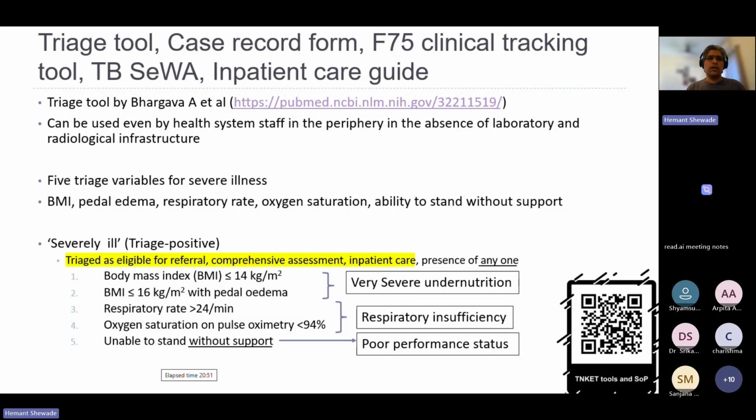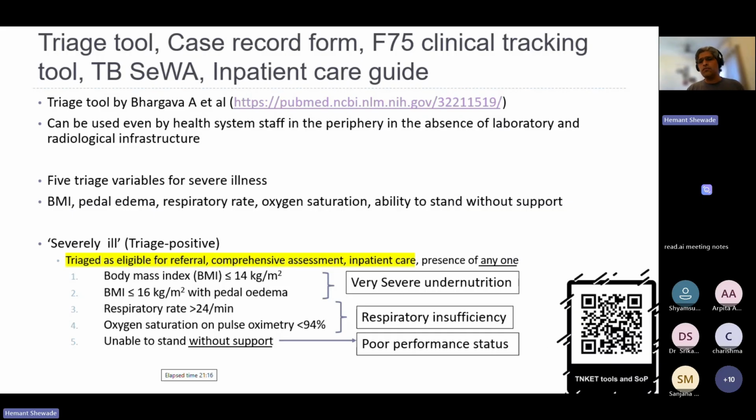The e-tool that was introduced was the Severe TB web application, TB Seva in short. TB Seva was the e-tool of TN-KET. In addition, we also developed a 70-page inpatient care guide, which would guide inpatient care if an adult with TB was admitted in one of the nodal inpatient care facilities. All these things are available in your TN-KET SOP.